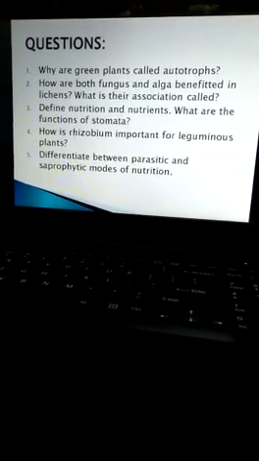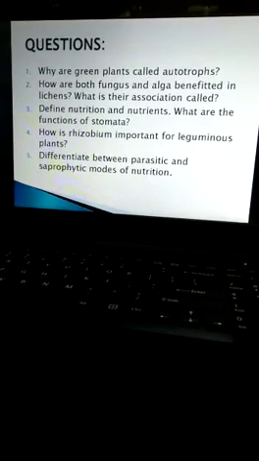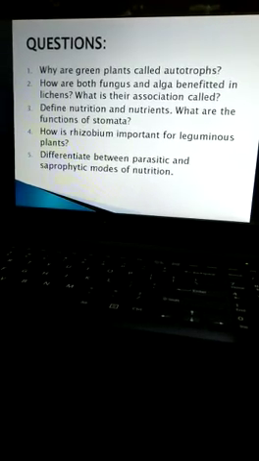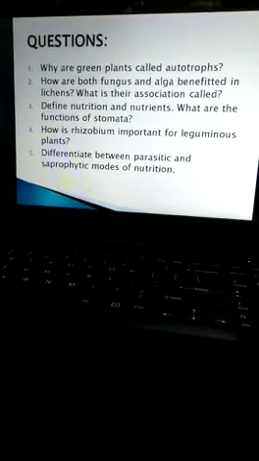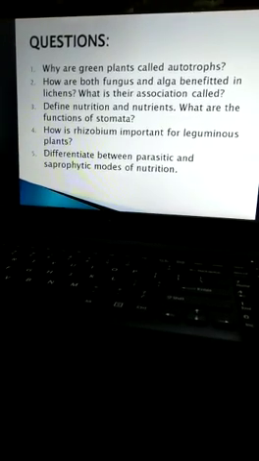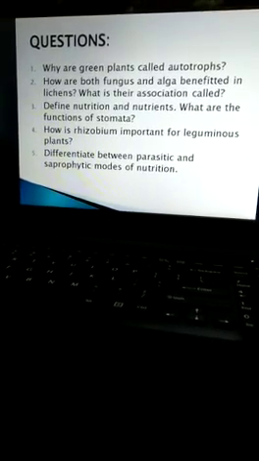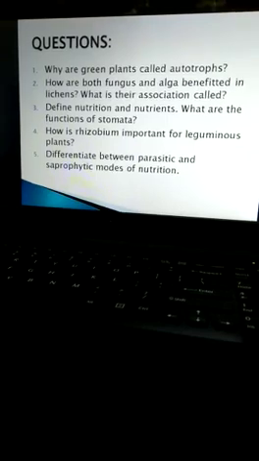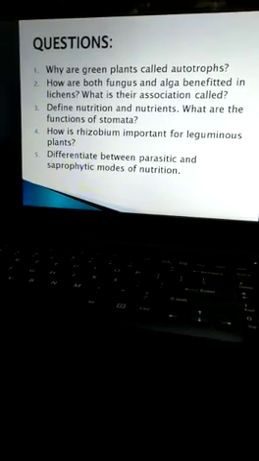Third question, define nutrition and nutrients. What are the functions of stomata? Question number 4, how is rhizobium important for leguminous plants? Question number 5, differentiate between parasitic and saprophytic modes of nutrition.